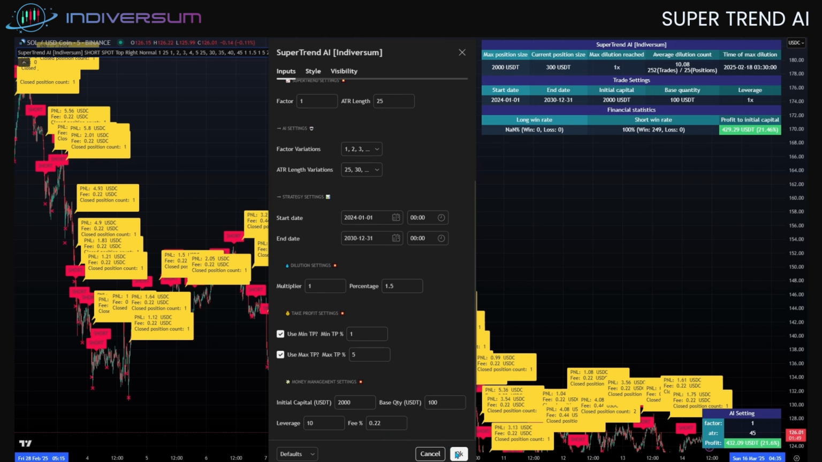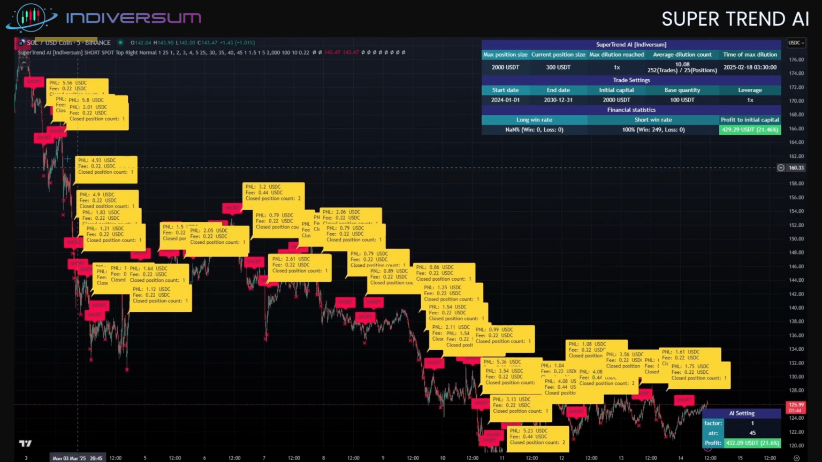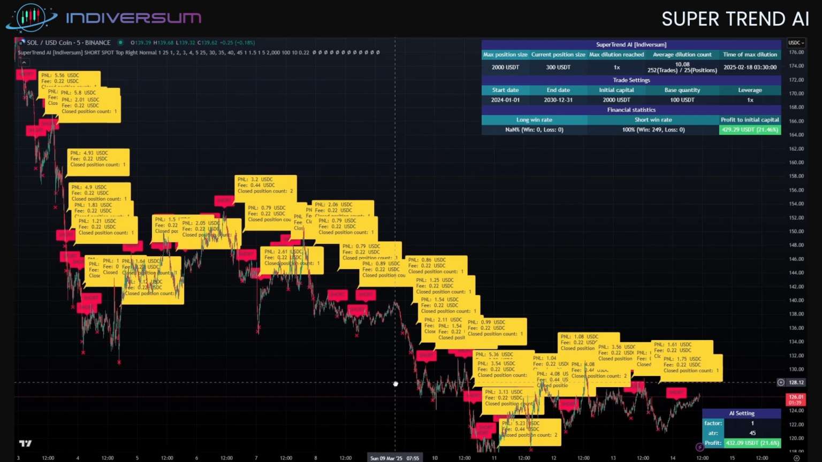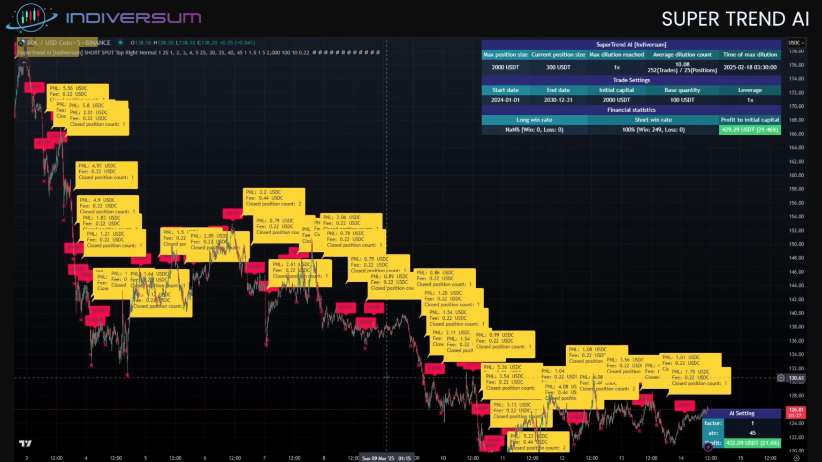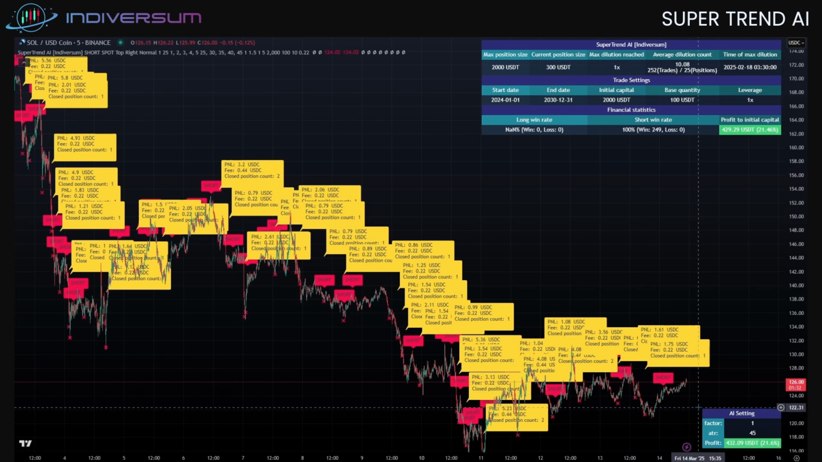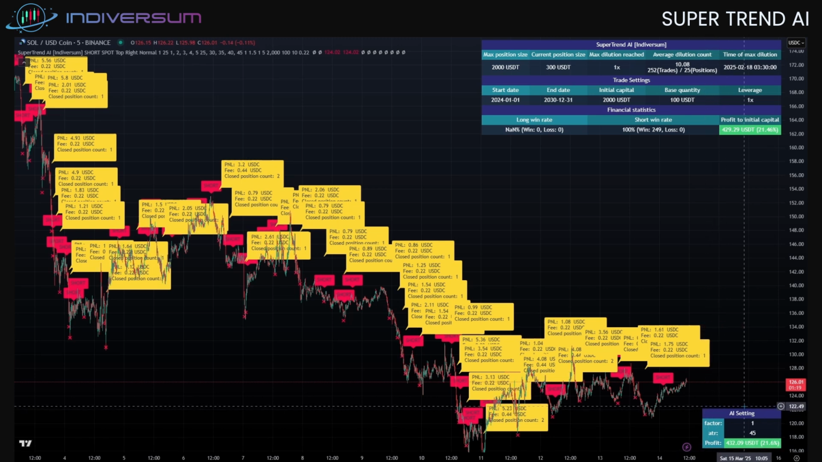That wraps up our deep dive into the SuperTrendAI indicator. As you've seen, this tool is incredibly powerful for identifying trends and optimizing trade entries with precision. With its customizable factor and ATR length settings, you can fine-tune it to match your trading style. And thanks to the built-in AI analysis, you can effortlessly find the best performing settings for maximum profitability. If you're serious about improving your trading strategy, this indicator is a must-have. Try it out, experiment with the settings, and let the AI do the hard work for you.